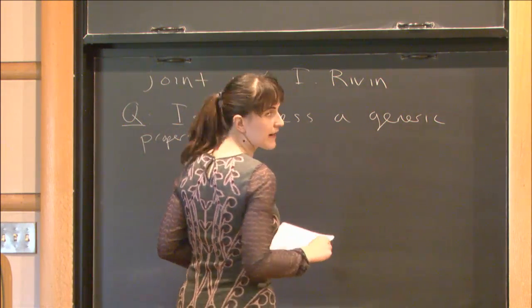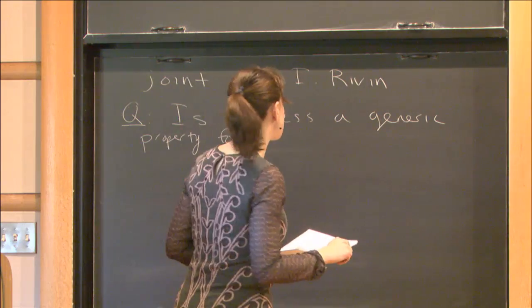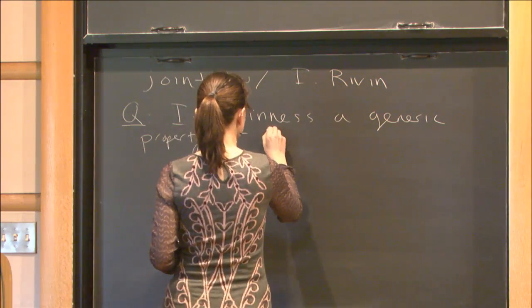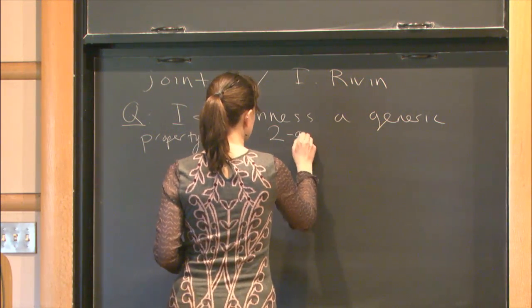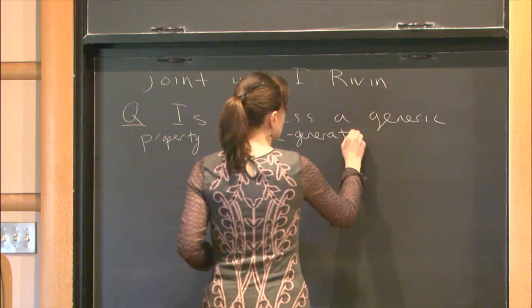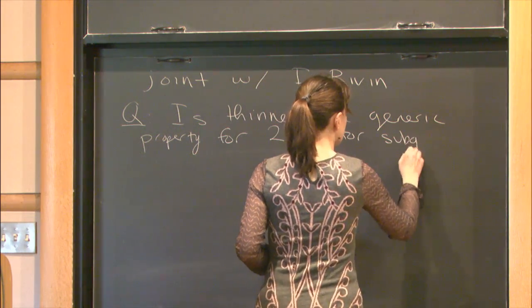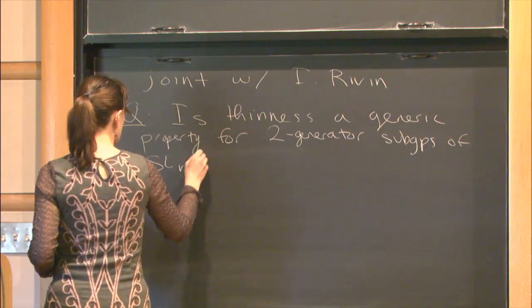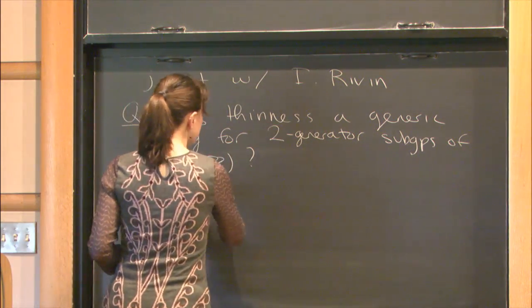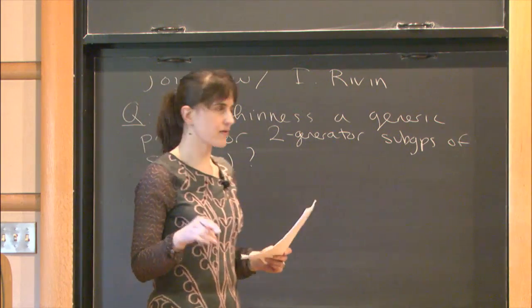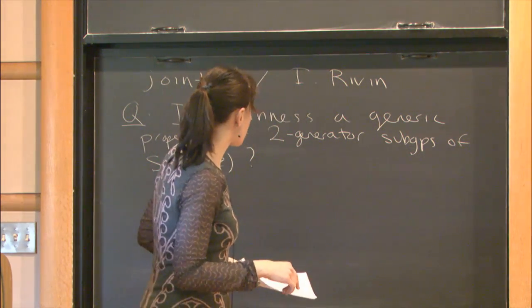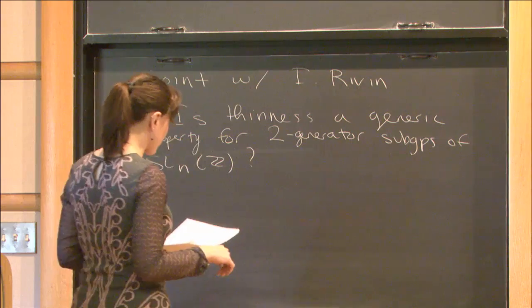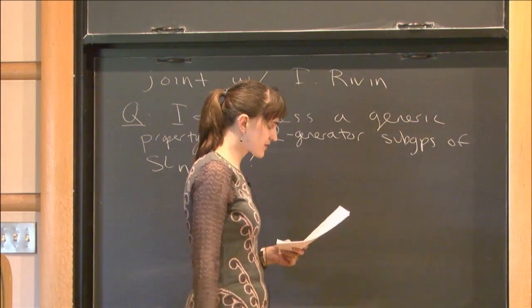I could write finitely generated subgroups of SL_n(Z), but for simplicity I'm just going to write two-generator subgroups of SL_n(Z). You can replace SL_n(Z) by some other groups. Hopefully, if I have a little bit of time at the end, I'll say why we start with SL_n(Z).